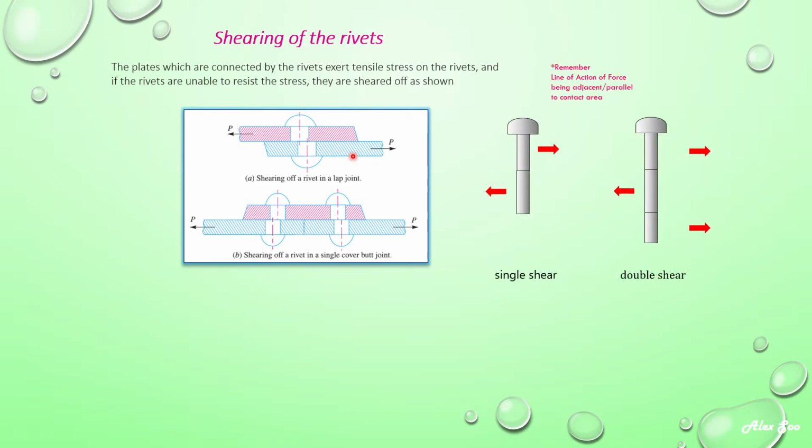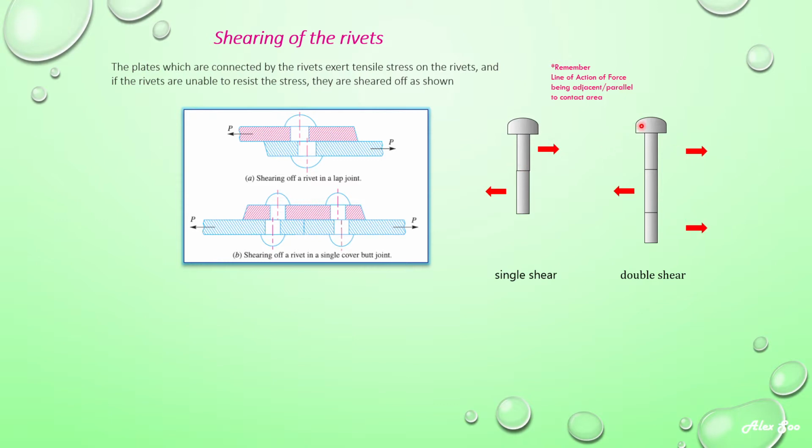Here I give you some animation of how the shear takes place. This is when it is a lap joint or a butt joint with single cover. This might occur. This is called single shear. Here you can see, look at my pointer, it's called single shear.